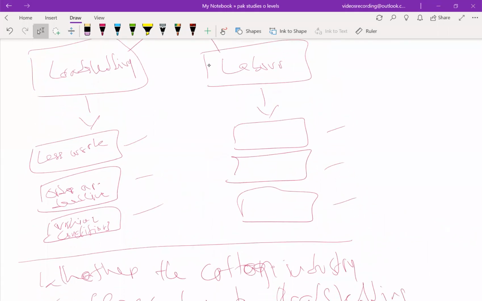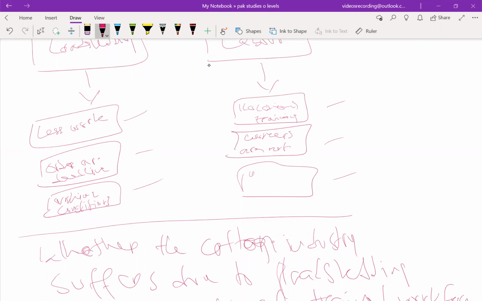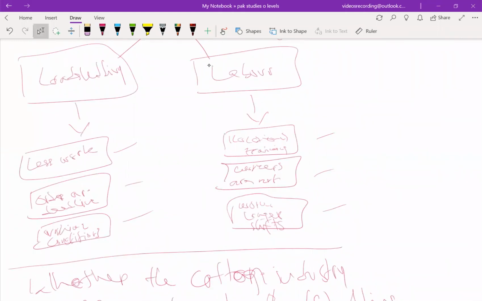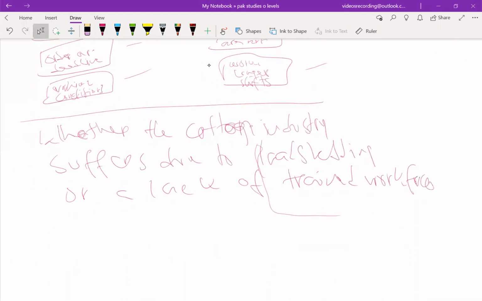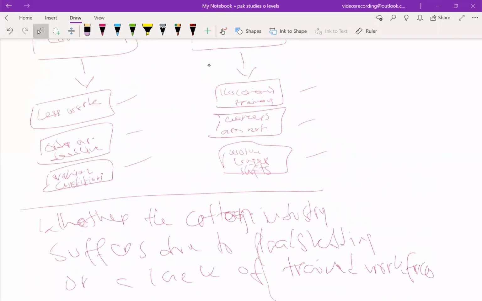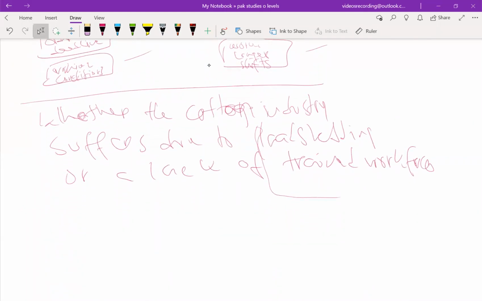Now with labor, you're talking about there is no vocational training, workers are not satisfied, and those who are working work longer shifts. Now you need to combine these points in a cohesive paragraph form to make sure that you get 6 marks. I hope that clears the question.